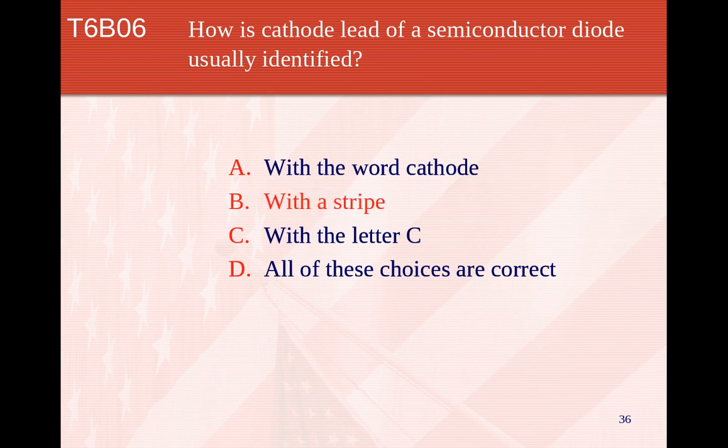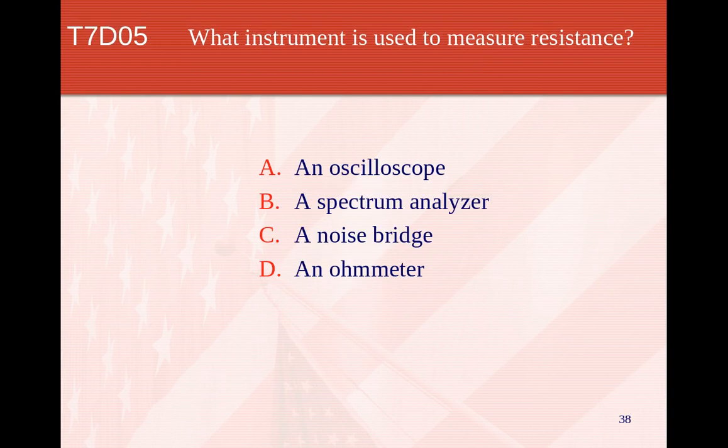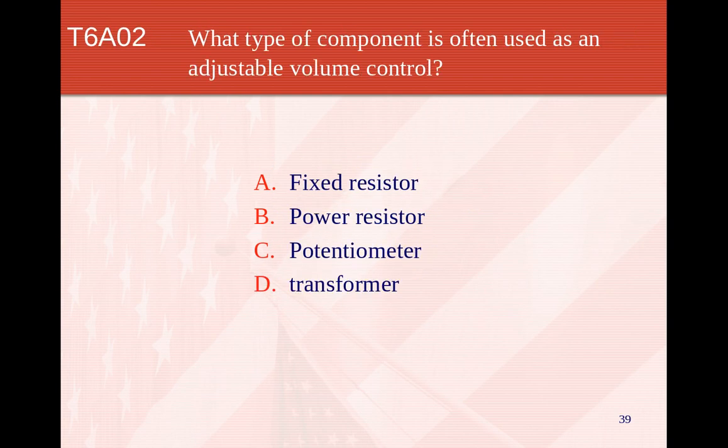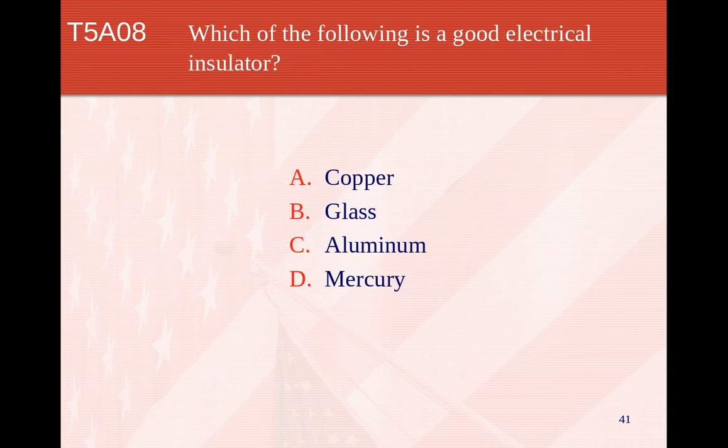With a stripe. What electrical component is used to oppose the flow of current in a DC circuit? The resistor. What is the instrument used to measure resistance? An ohm meter. What type of component is often used as an adjustable volume control? Potentiometer, or a pot. What electrical parameter is controlled by a potentiometer? Resistance.